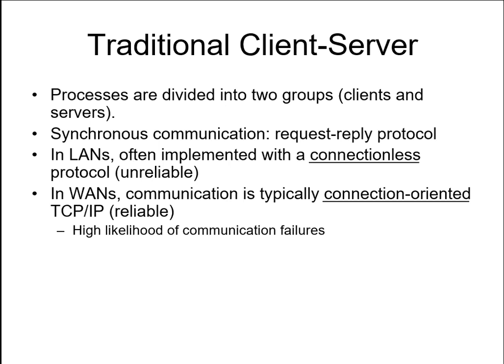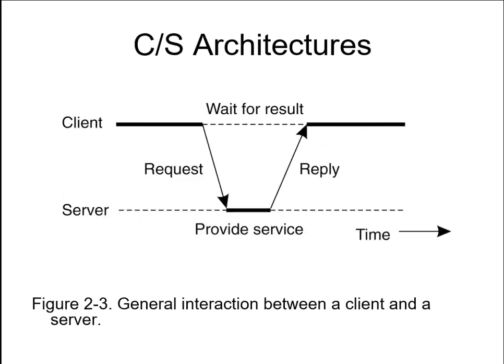Synchronous communication, request reply protocol exists. So this means the request comes from the client and the reply or response comes from the server. When we develop software using a client server based approach, we must implement the request reply protocol. In LANs it is often implemented with a connectionless protocol, which is unreliable, while in WAN communication is typically connection oriented, like TCP/IP. Connectionless is also called User Datagram Protocol, which is difficult in WANs. In LANs it is easier, but it is not so reliable.